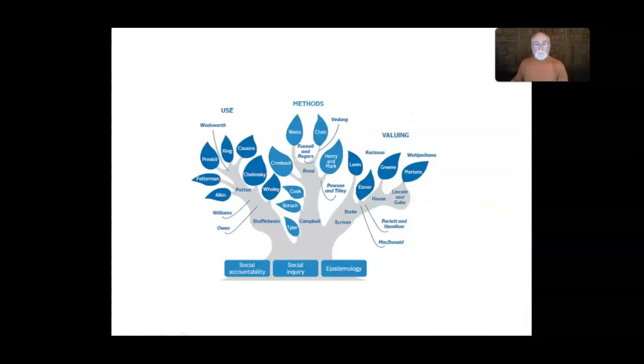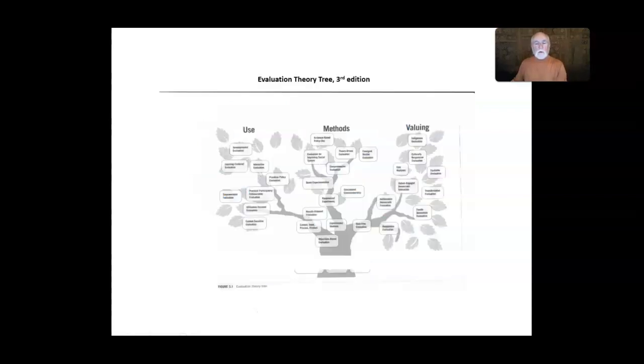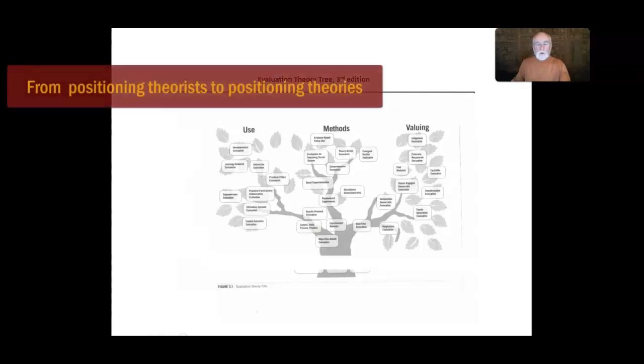In this latest edition, the book reframes the evaluation theory tree from portraying theorists on different branches of the tree, the use branch, the methods branch, and the valuing branch, to positioning different theories on the use branch, methods branch, and valuing branch. In other words, the third edition transitions from portraying theorists to portraying theories. Despite that shift in emphasis, the book still includes 18 chapters written by theorists about how they practice evaluation. This video will use those chapters to examine how well the theory tree represents those practices.